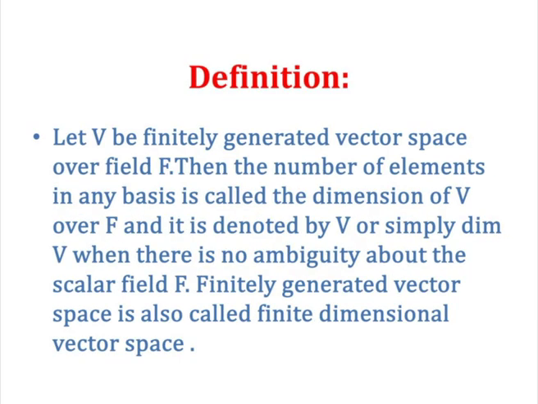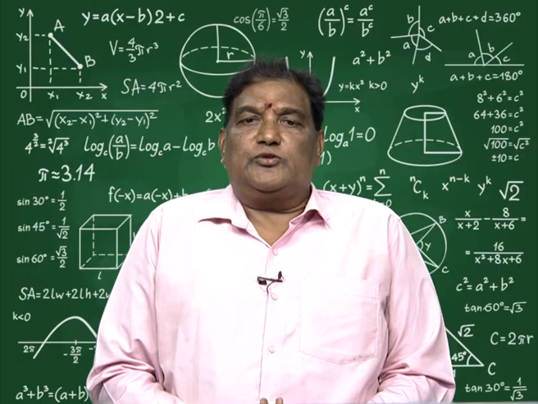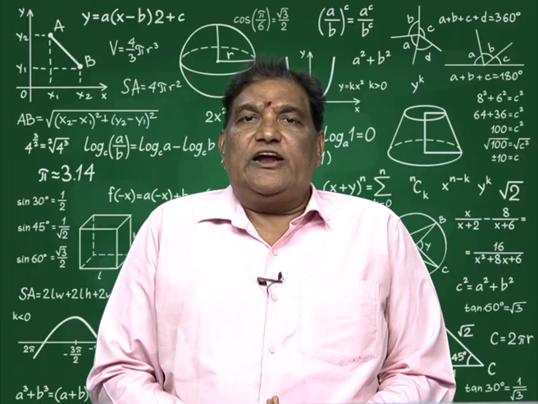Definition: let V be a finitely generated vector space over a field F, then the number of elements in any basis is called the dimension of V over F, and it is denoted by dimension V when there is no ambiguity. Ambiguity means lack of clarity about the scalar field F. A finitely generated vector space is also called a finite dimensional vector space.